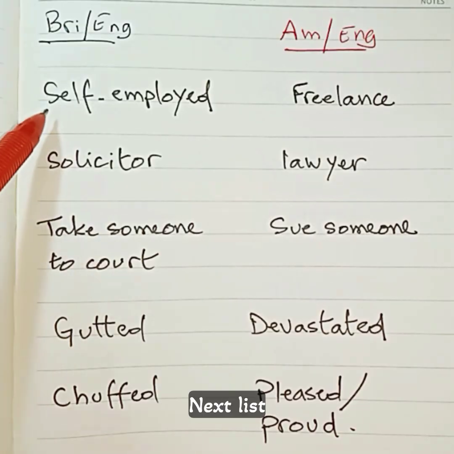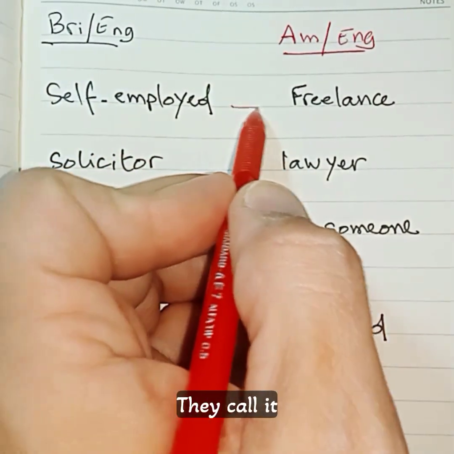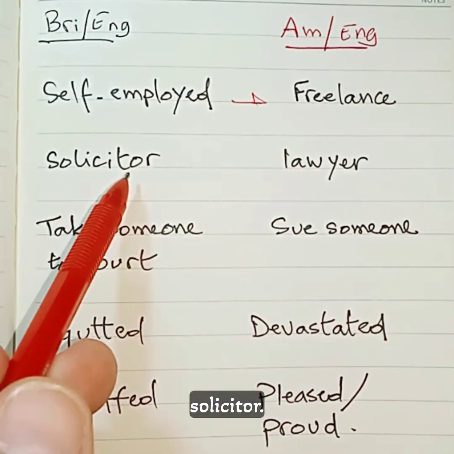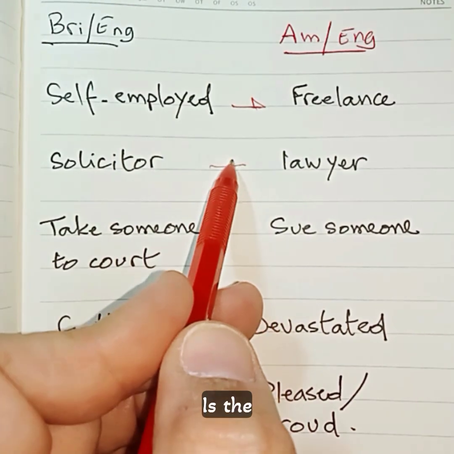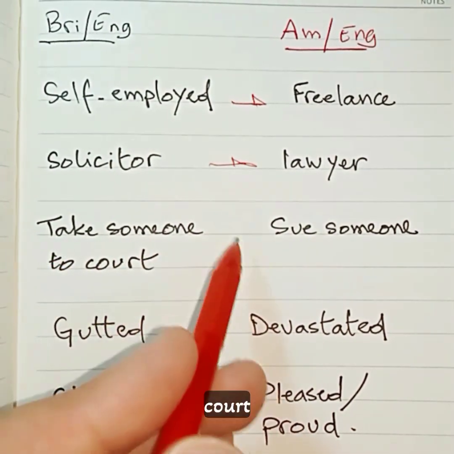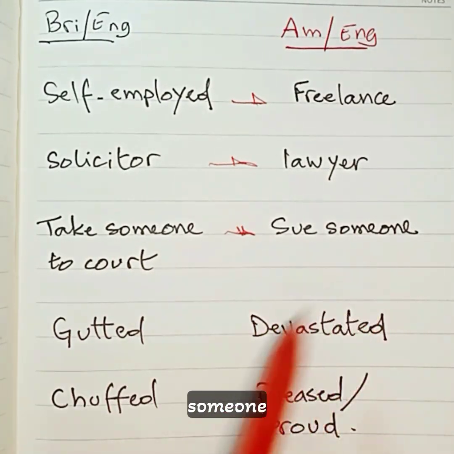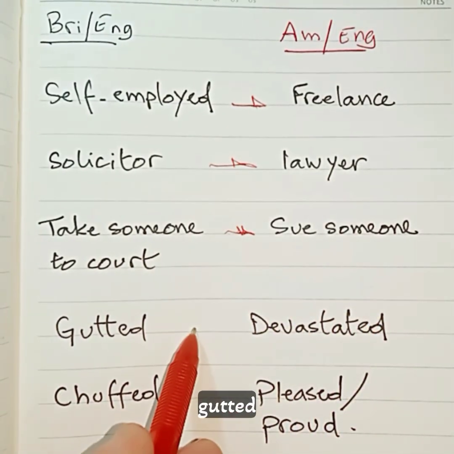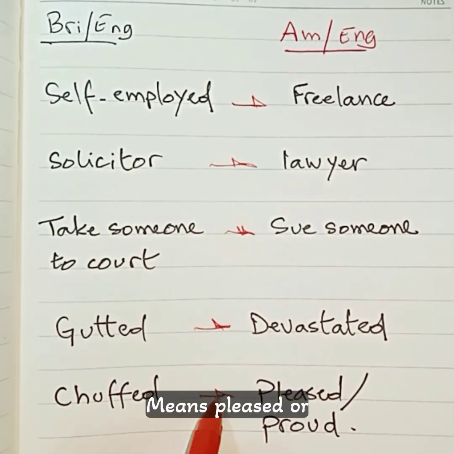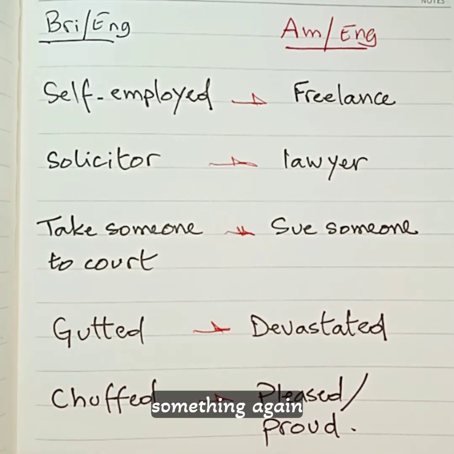Next list, self-employed. Self-employed, in American English, they call it freelance. Solicitor is the lawyer. Take someone to court, the Americans say sue someone. Gutted, devastated. Chuffed means pleased or proud of someone or something.